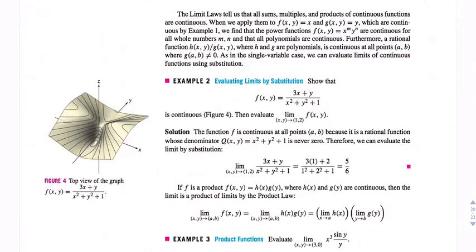The limit laws tell us that sums, multiples, and products of continuous functions are continuous. When we apply them to f of x, y equal to x and g of x, y equal to y, which are continuous in example 1, we find that the power functions f of x, y equal to x to the m, y to the n are continuous for all whole numbers m and n, and that all polynomials are continuous.